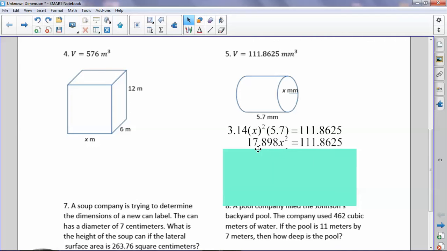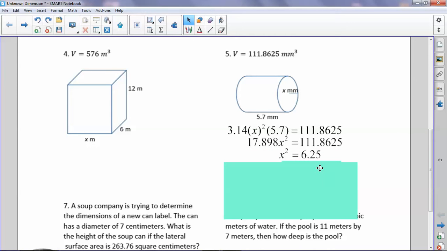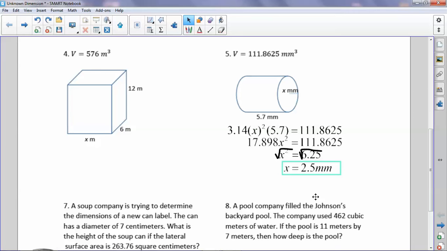We can divide both the left and the right hand side by 17.898, the coefficient of x squared. Now we're left with x squared is equal to 6.25. It's important to remember that the next step is to square root both sides, because in order to get x by itself we want to square root it, and we get an answer of 2.5 millimeters as our radius.